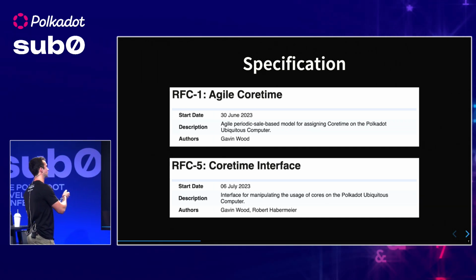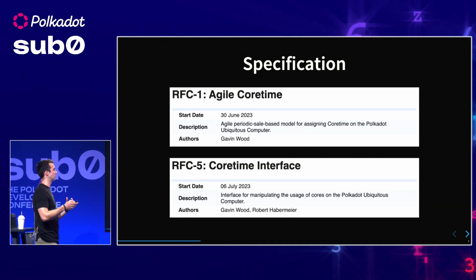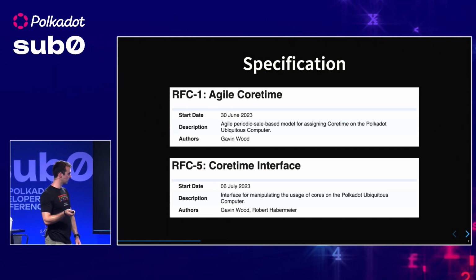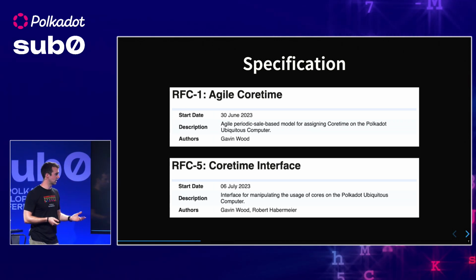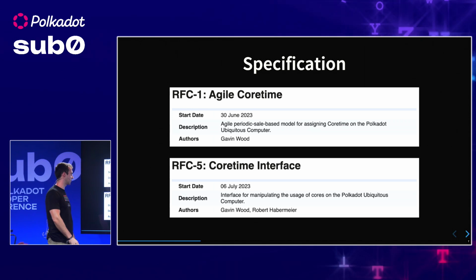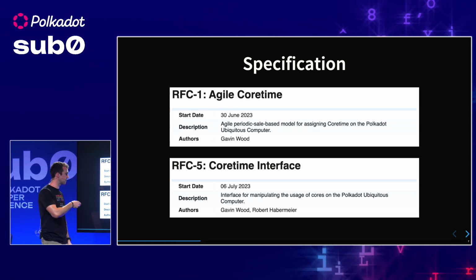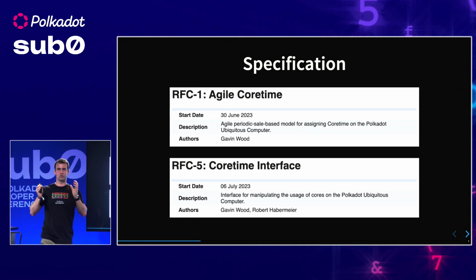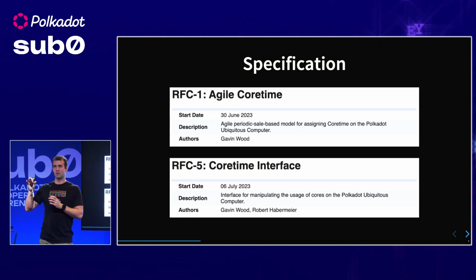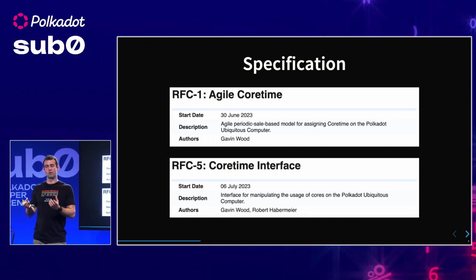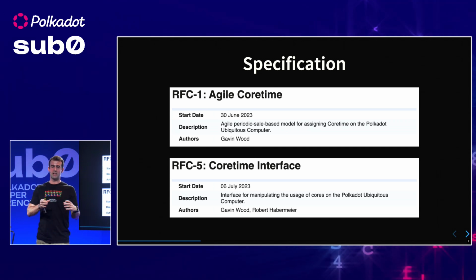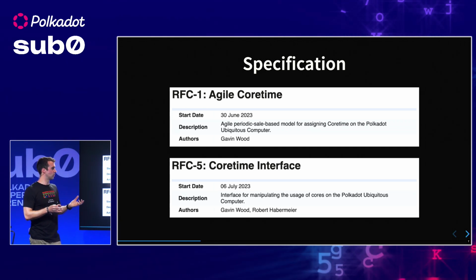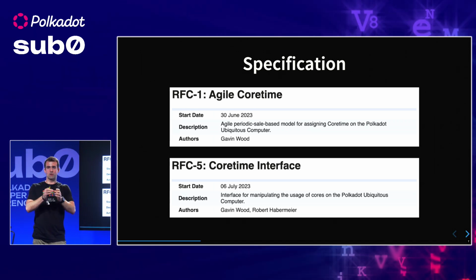So that RFC talks about the broader specification, and then RFC 5 builds on that, and this was written by Gavin Wood and Rob Habermeyer, which defines the interface for manipulating the usage of cores on the Polkadot ubiquitous computer. So this is just defining the interface between the core time chain, because it runs on a parachain, we're looking for a minimal relay, but the relay still has to do the scheduling. And so defining an interface between them means that they're decoupled from each other.